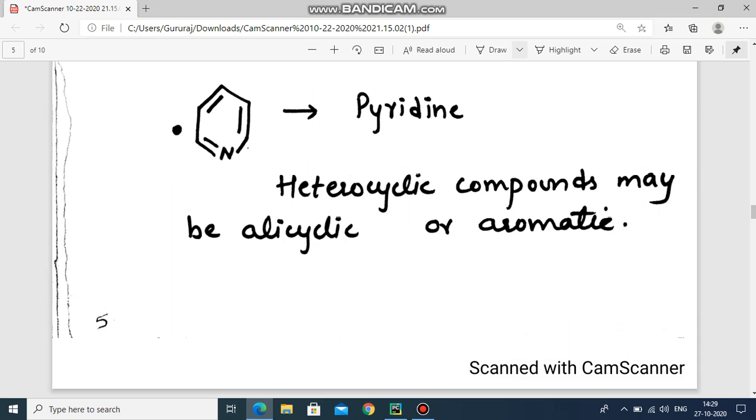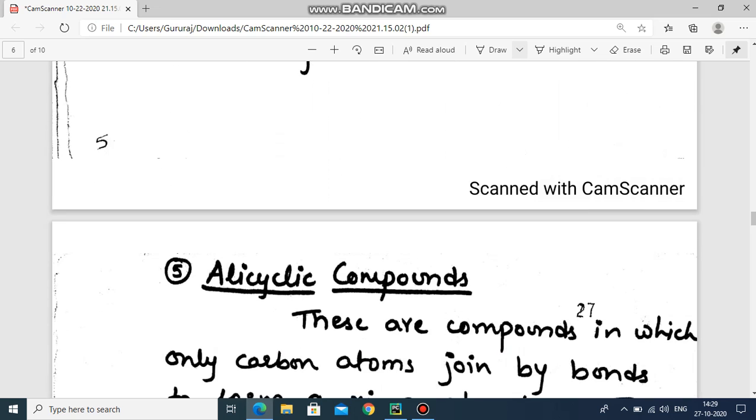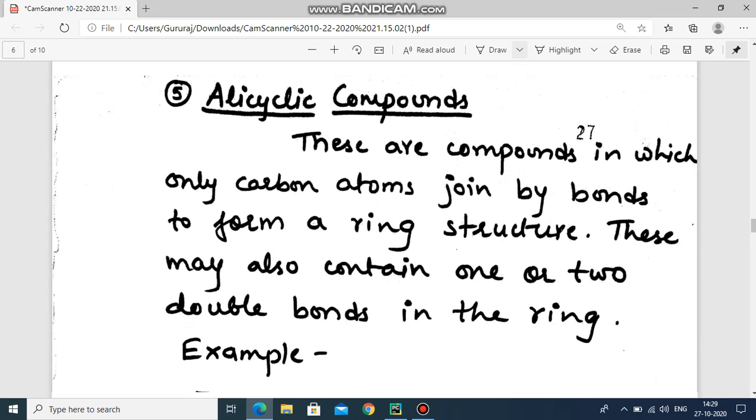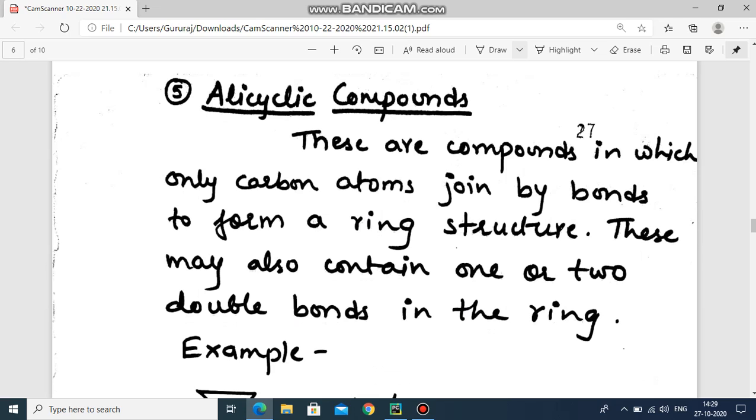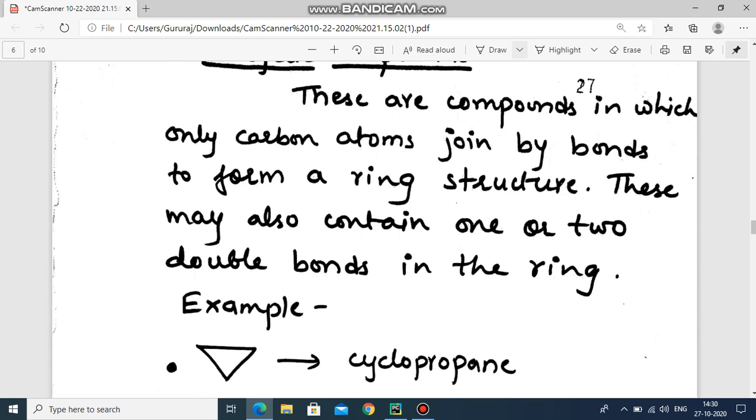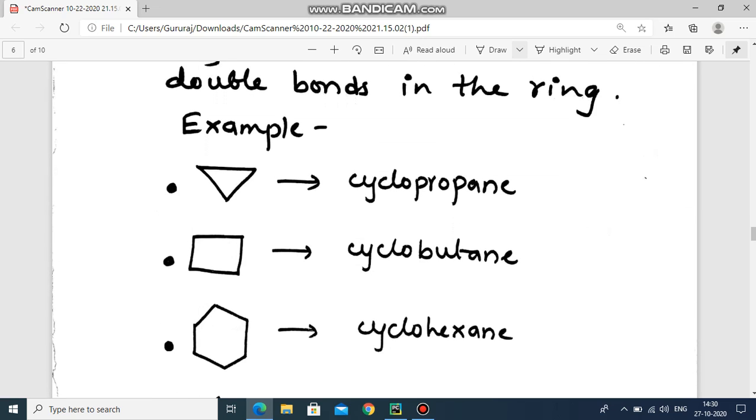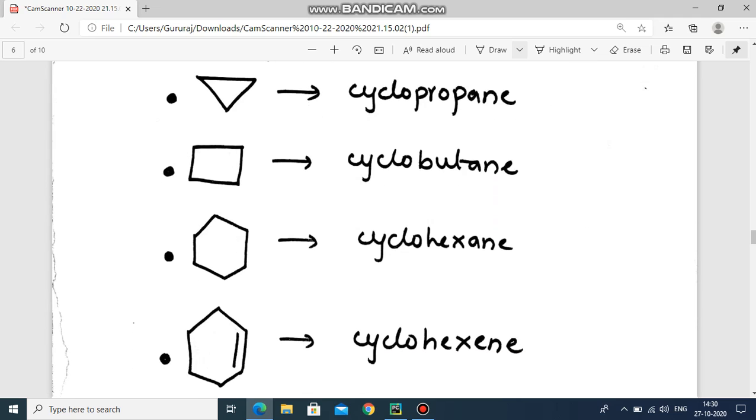So we will now learn about alicyclic compounds. What do you mean by alicyclic compounds? Alicyclic compounds are the compounds in which only carbon atoms join by bonds to form a ring structure. These may also contain one or two double bonds in the ring. So there are only carbon atoms in the ring. Example: this is the bond line representation of cyclopropane. A square is the bond line representation of cyclobutane.